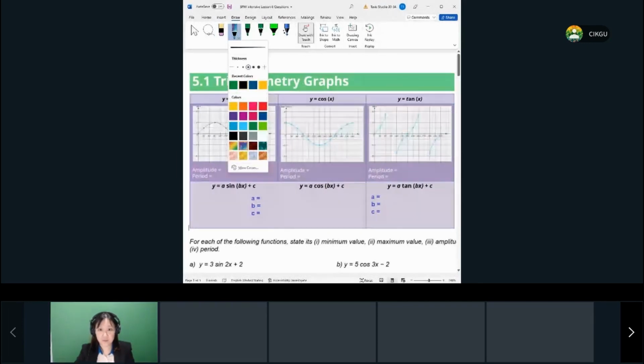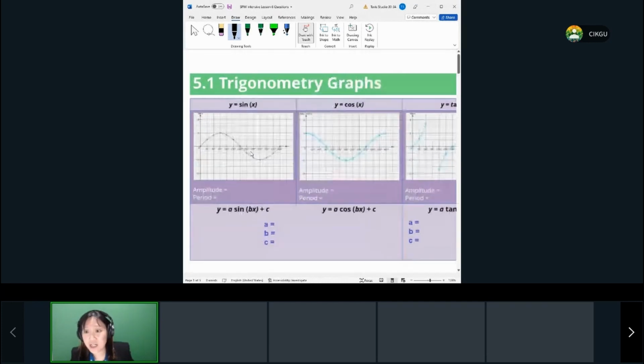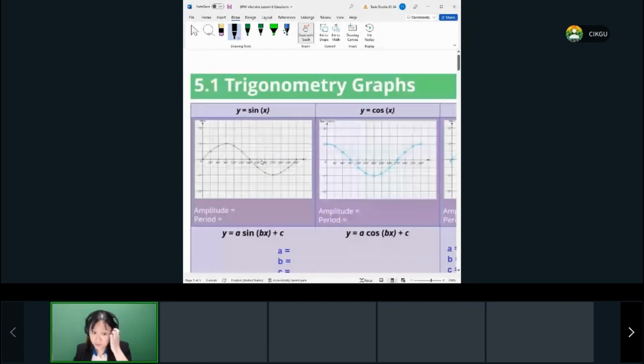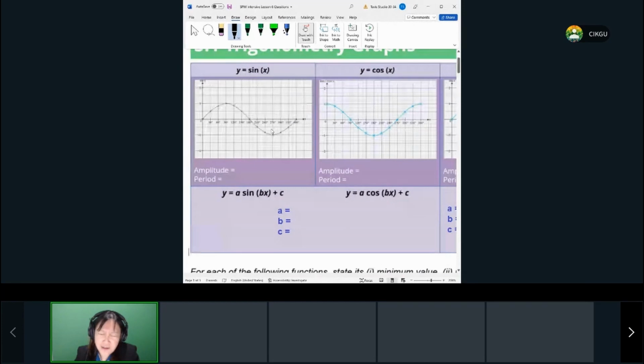Obviously with trig graphs, we all know sine, cosine, and tangent. As you can see, I gave you sine, cosine, tangent here, and you need to know how the graphs look like, which is not hard. Let's focus on sine and cosine first, because they are very, very related actually. Sine is the easiest one. It's like a wave, but actually both sine and cosine are like waves.